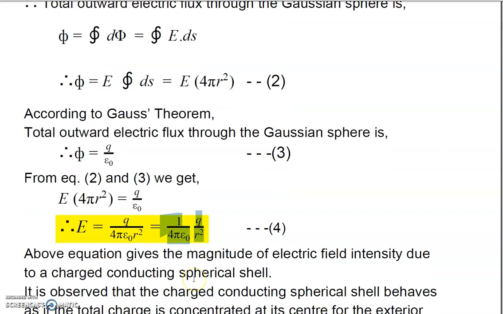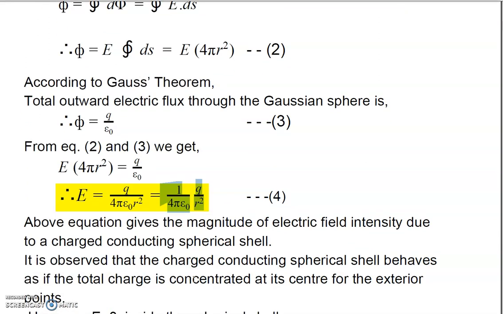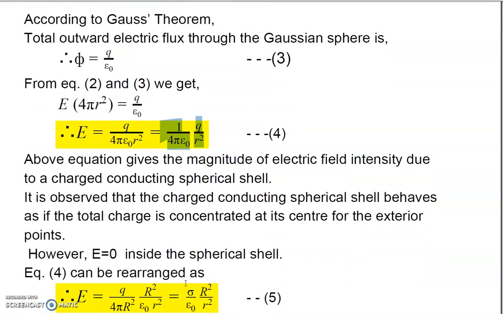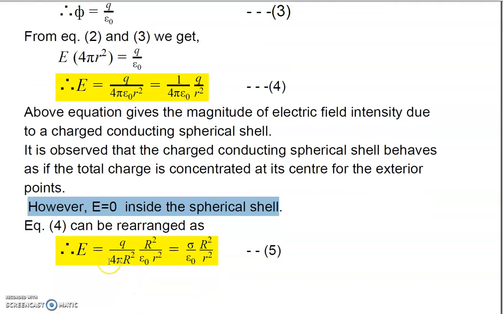So this gives me the magnitude of the electric field intensity due to a charged conducting spherical shell. Now I observe that the charged conducting spherical shell behaves as if the entire charge is concentrated at its center for all its exterior points, whereas, as we know, there is no electric flux or electric field inside the conductor, so the electric intensity is equal to 0 inside the sphere. So that is what you have.